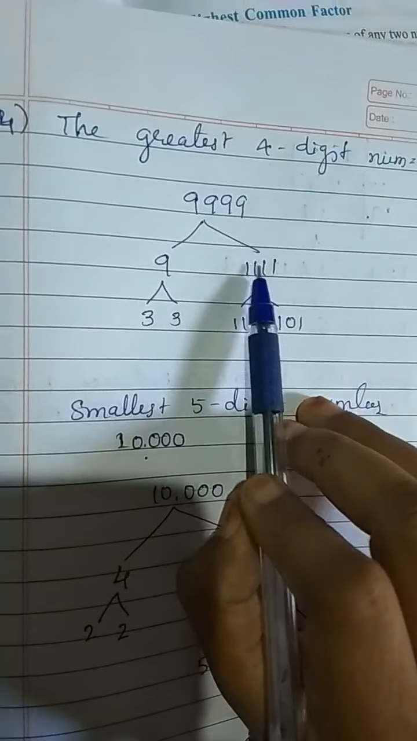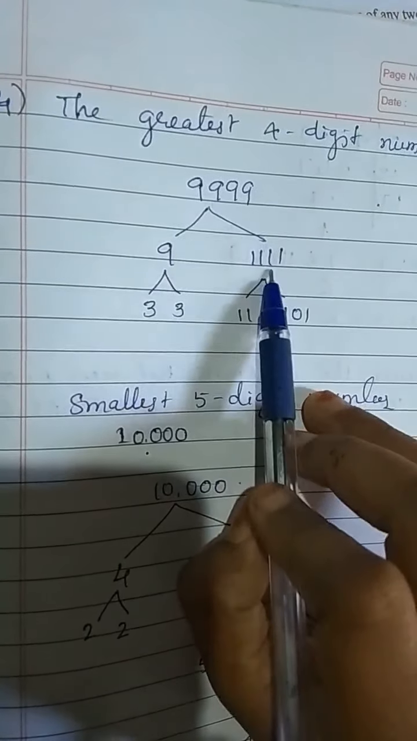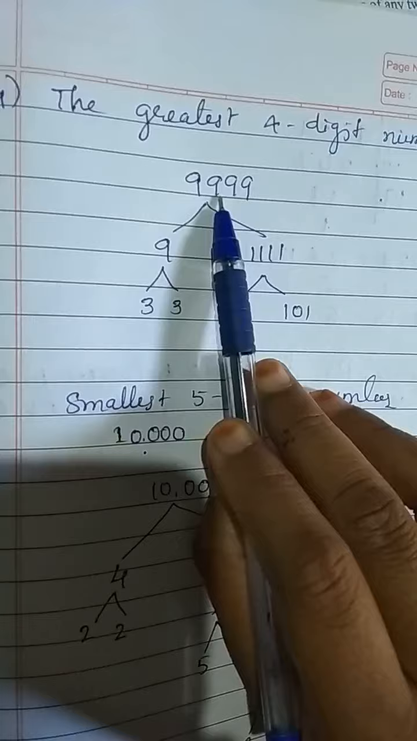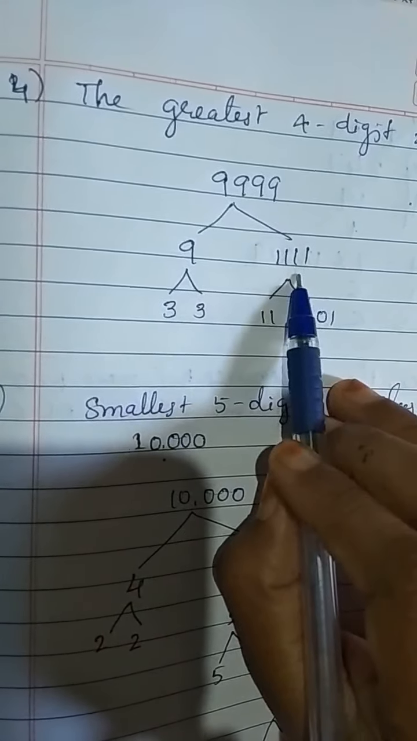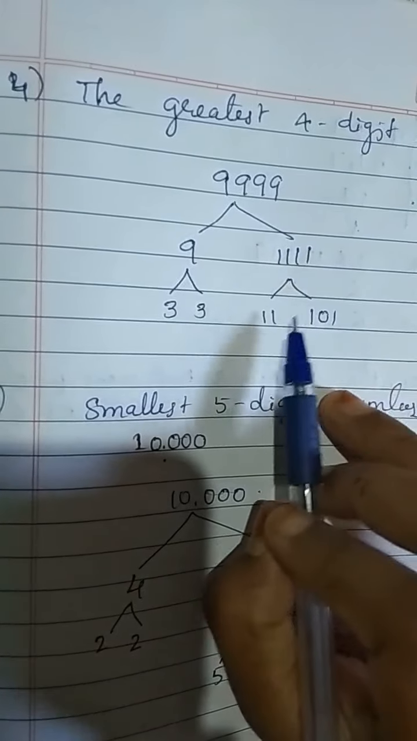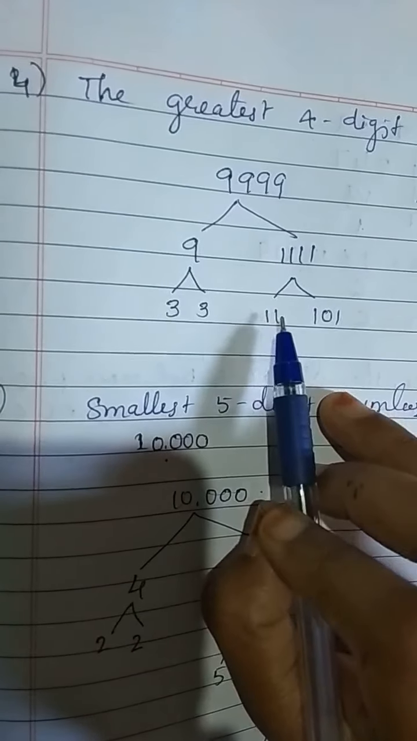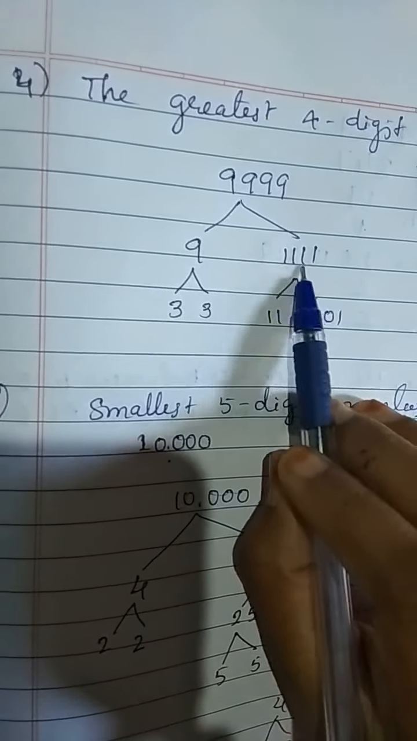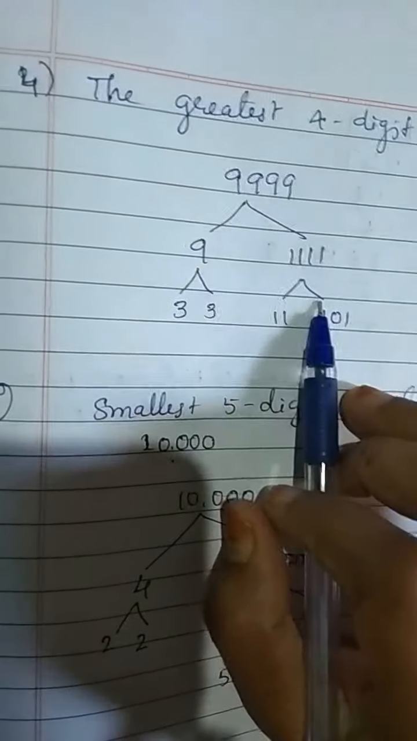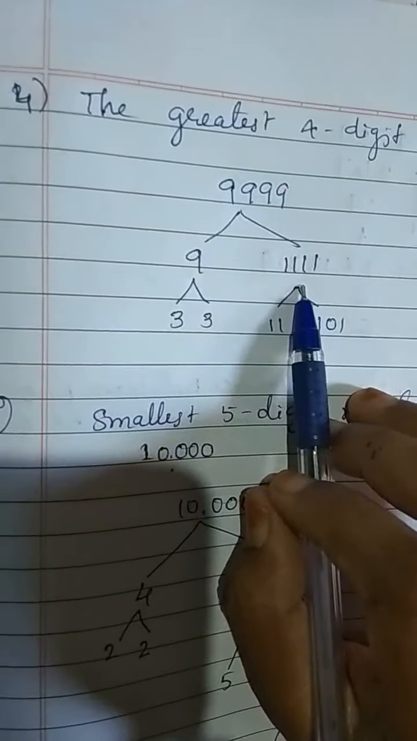So 9999. 3 3s are 9. 1111 is 11 into 101, it is 1111. So it is the prime factorization of the 4-digit number.